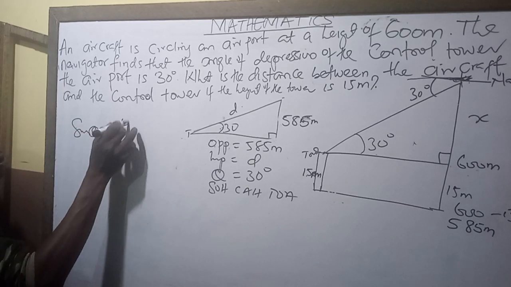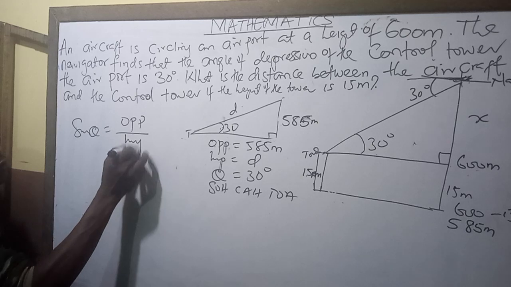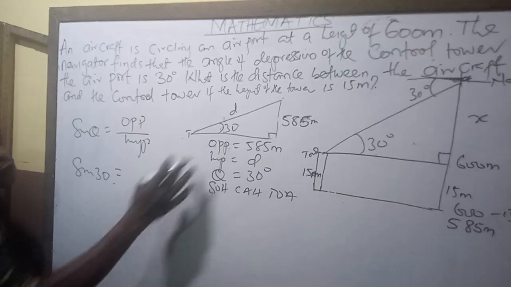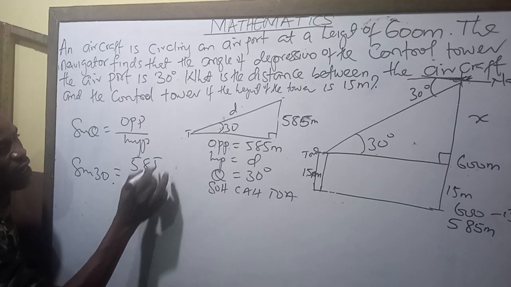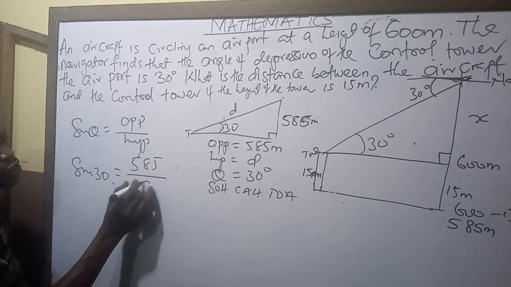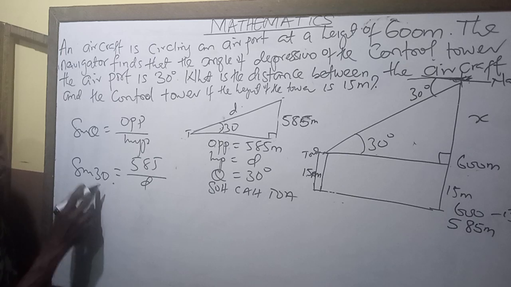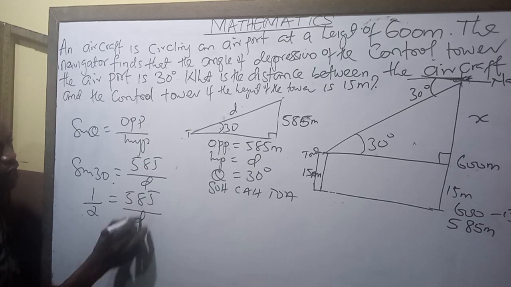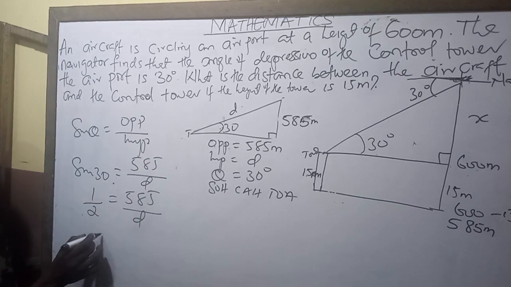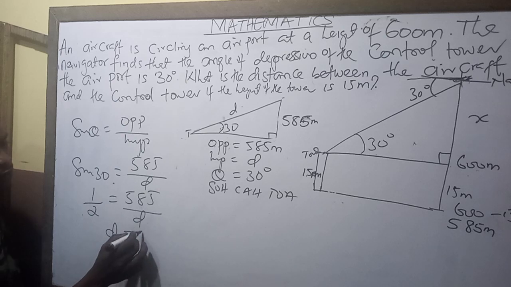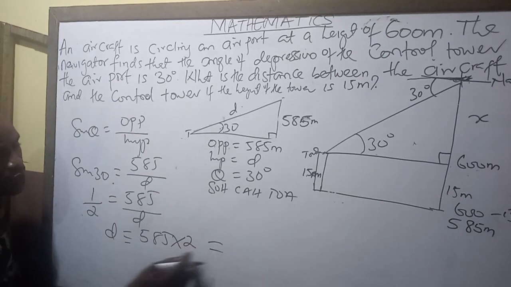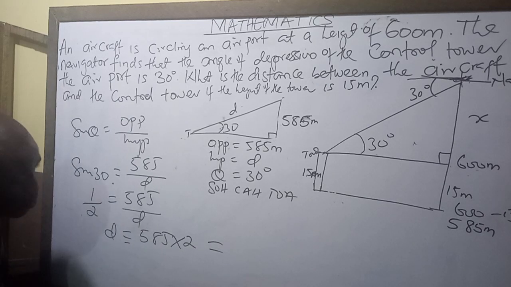Sine theta equals opposite over hypotenuse. So sine of 30 equals my opposite, that is 585, over my hypotenuse, which is D, which we don't know. Sine 30 is 1 over 2. So 1 over 2 equals 585 over D. Cross multiply here. You have D to be 585 multiplied by 2. Please take out your calculator. What do you have?